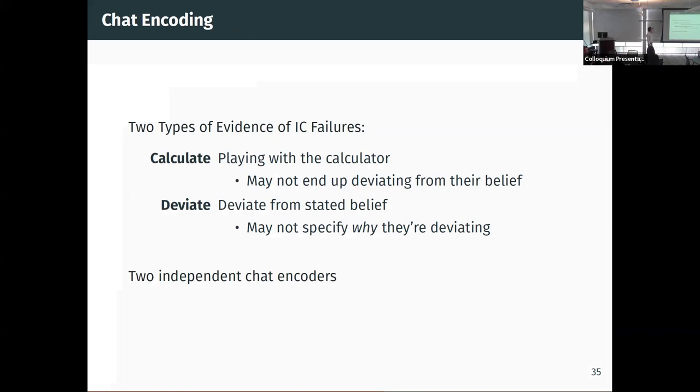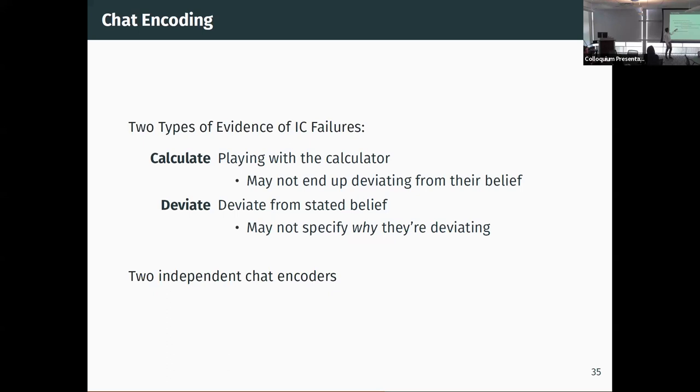Okay, so now we're going to be a little bit more scientific about the chat transcripts. We hired coders, people to analyze the chat transcripts to identify instances of two things. One, what we call calculate. This is an instance where people talked about playing with the calculator. Oh, I tried different numbers and I saw that my payoff would change. Okay? So we're going to flag transcripts where we see people playing with the calculator. And they don't have to actually end up deviating. As long as they just talk about playing with the calculator, I'm going to flag it as calculate.